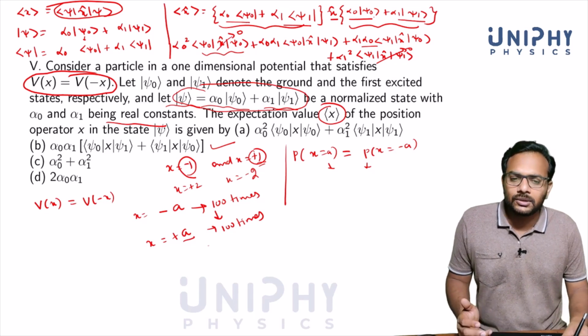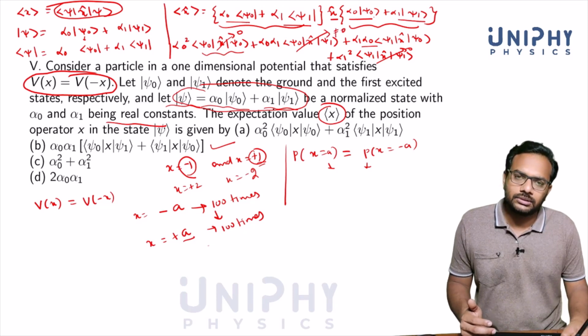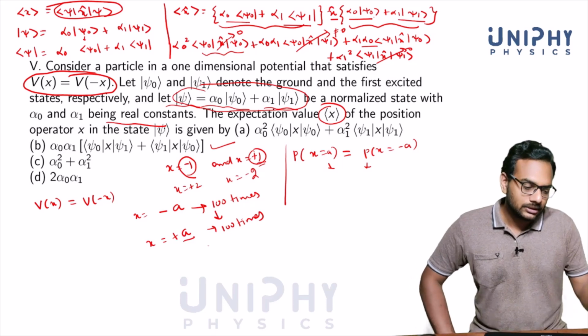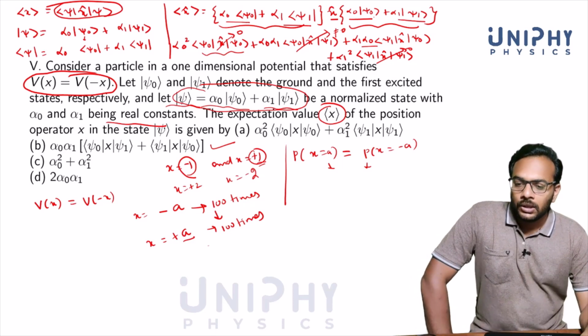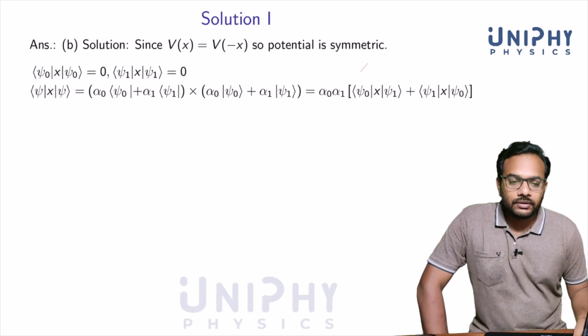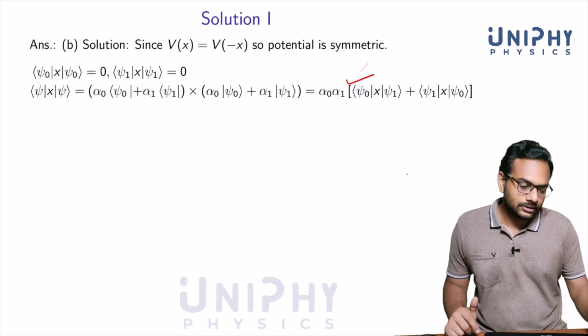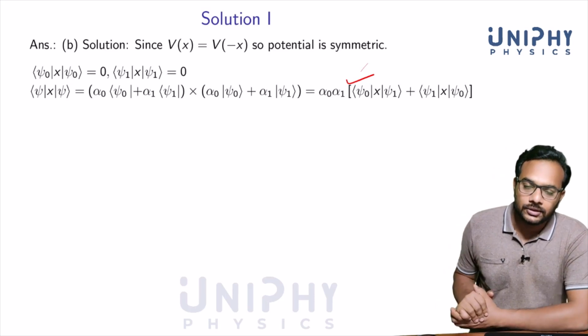But there's no reason for this term to be 0, for example. This term is not equal to 0. There's no reason for this term to be 0 by this argument. So that's the answer. We have got alpha 0 alpha 1 psi 0 x psi 1 plus psi 1 x psi 0. I hope that is also clear.